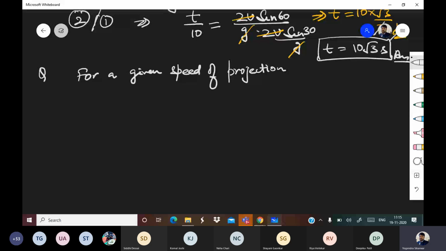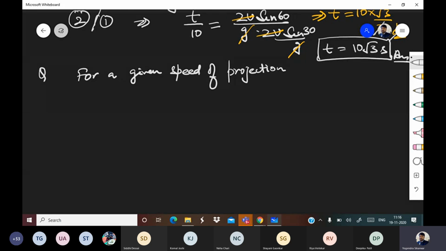So only max height is different? No, there are two things that will be different. One will be time of flight, and the other thing will be maximum height for both the cases. So maximum height will also be different, and time of flight will also be different.